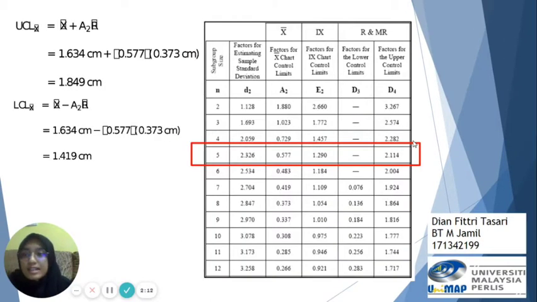This is the formula for the upper control limit, which is X double bar plus A2 R bar. The UCL we get is 1.849 cm, while for the lower control limit, the formula is X double bar minus A2 R bar, and we get 1.419 cm. The A2 we get from the control chart table. Here we calculate 5 subgroups, so we get the A2 from this control chart.